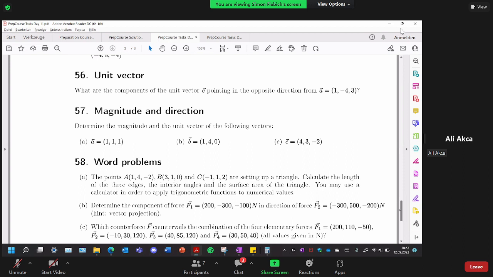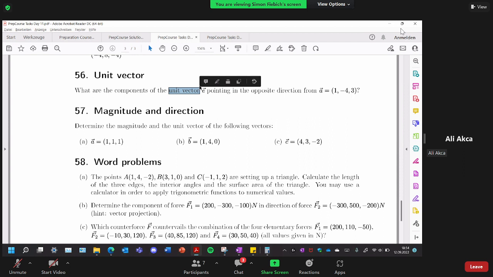-1, 4, -3? Actually, this would be a vector pointing in the opposite direction from A. That's correct. If you just multiply -1 to vector A, so you take the vector -A, this would give you a vector with the coordinates -1, 4, and -3. And this vector would point in the opposite direction of vector A. They wanted you to find not only the vector pointing in the opposite direction, but the unit vector. I'm sure you also remember how to find the unit vector. How do you do that?